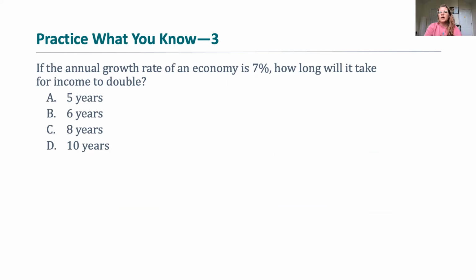So if the annual growth rate of an economy is 7%, how long does it take for per capita income to double? Let's use the rule of 70. 70 divided by 7, it'll take 10 years.